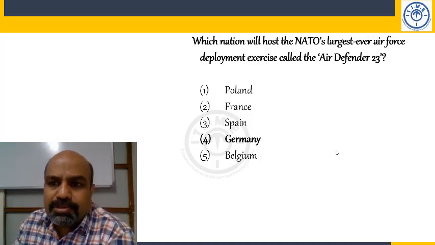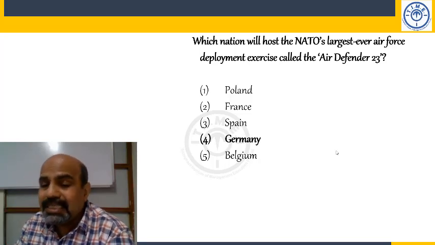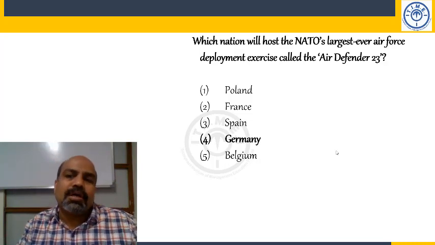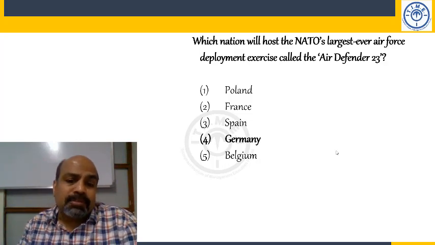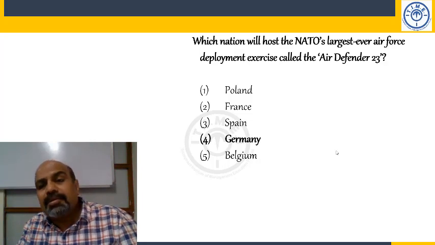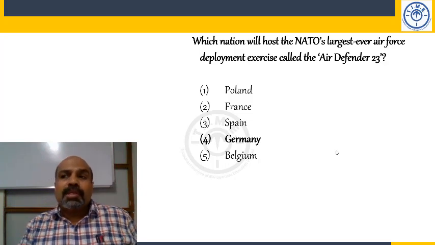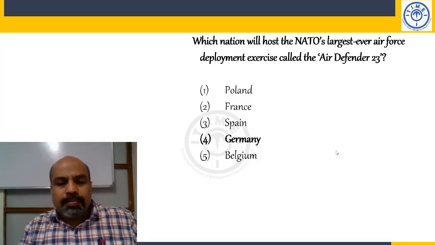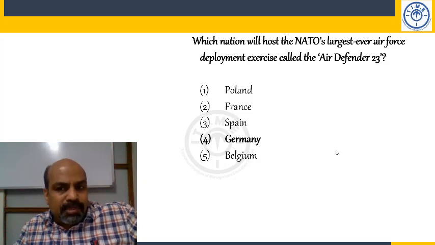Which nation will host NATO's largest ever air force deployment exercise called Air Defender 23? Germany. This is more or less NATO. NATO currently has 31 members, but 25 participated in this exercise, and 25 plus Sweden. Sweden recently became a member of NATO, so it still came in. Hosted by Germany, participants are 25 North Atlantic Treaty Organization members.